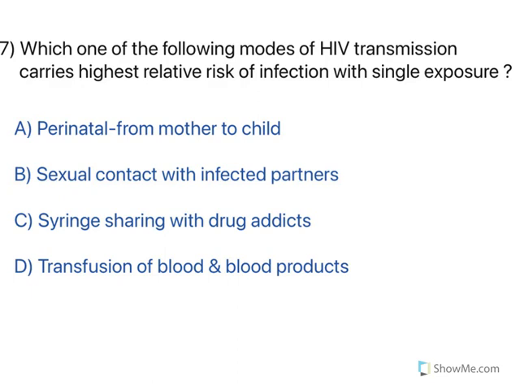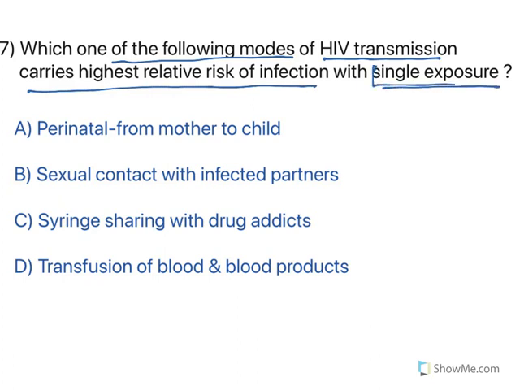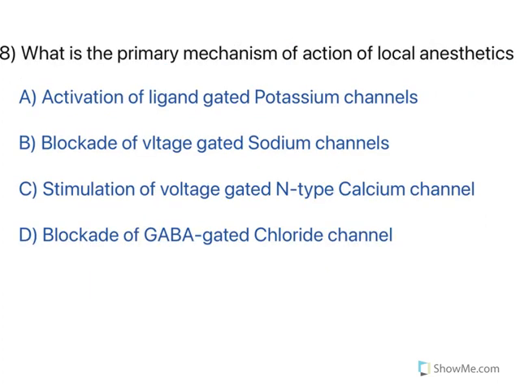Now, which one of the following modes of HIV transmission carries the highest relative risk of infection with a single exposure? Remember, with single exposure, highest risk. And this is there with transfusion of blood and blood products. All viral infections, even hepatitis also, the major route of transmission is transfusion of blood and blood products. So that is the reason why disposable needles and syringes are used in many of the hospitals to avoid this one. Moving to the next one.